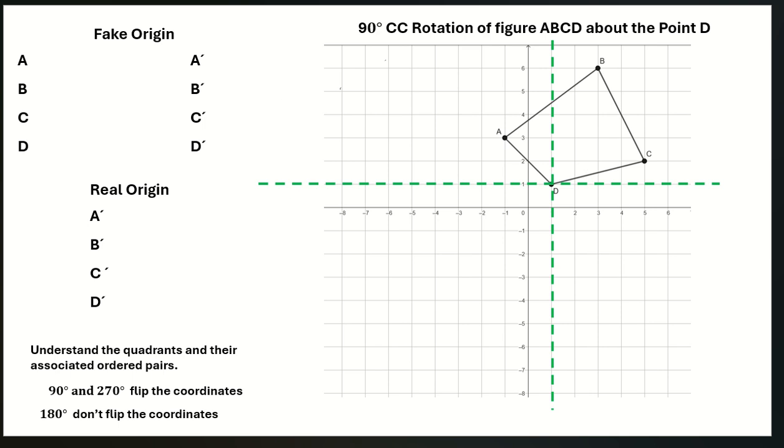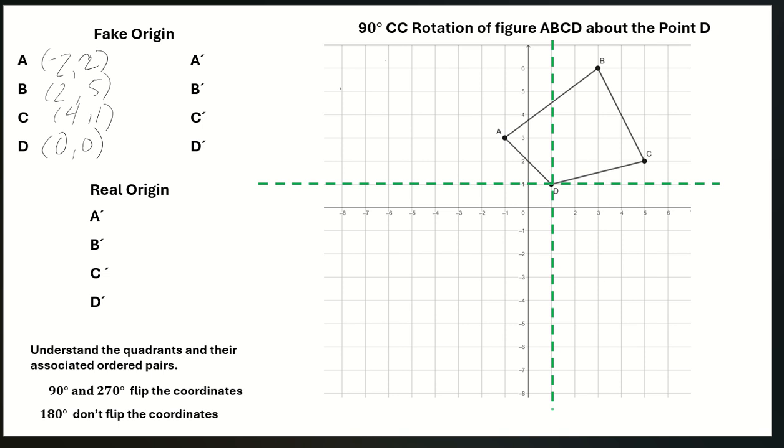On my fake origin, D is the point of rotation, so that's going to be 0, 0. Then I'm going to label my points as if I were on the fake origin. Point A is 2 to the left, 2 up, so that's negative 2, comma 2. For point B, it's 2 to the right, 5 up, so that's positive 2, positive 5. And C is 4 to the right, 1 up: 4, comma 1. All right, we're doing great.